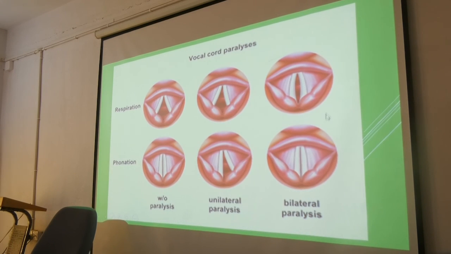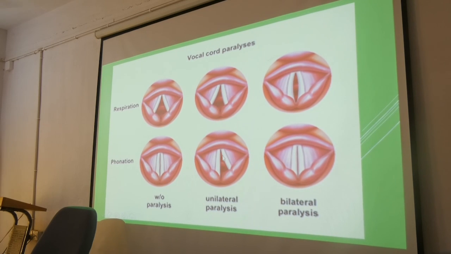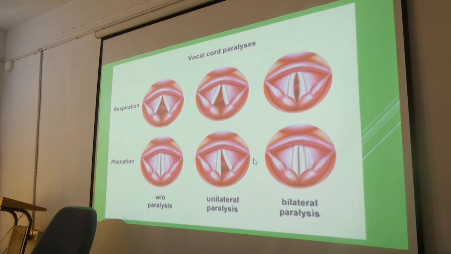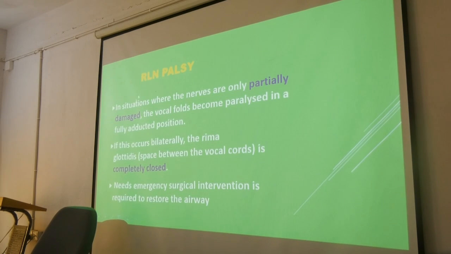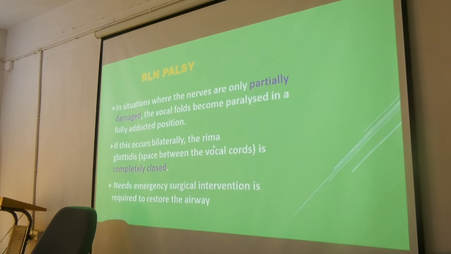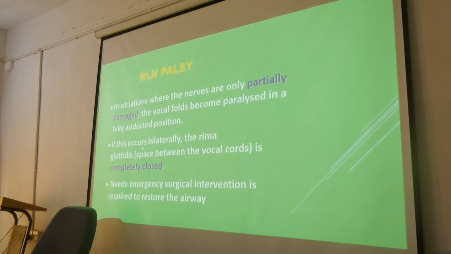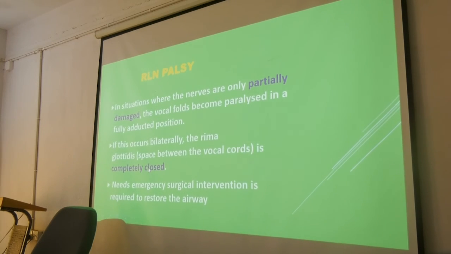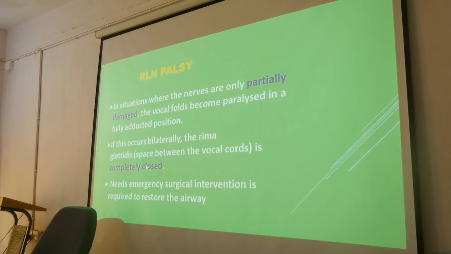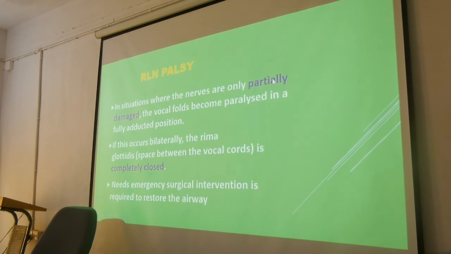So here they have shown, see, with paralysis it is completely closed. Unilateral paralysis, half side is open, and bilateral paralysis is completely closed. Next one is when it is partially paralyzed or damaged. So that is fully adducted position. And it occurs bilaterally in the rima glottidis, so it is completely closed. And if it is completely closed, it is an emergency condition, needs surgical intervention.